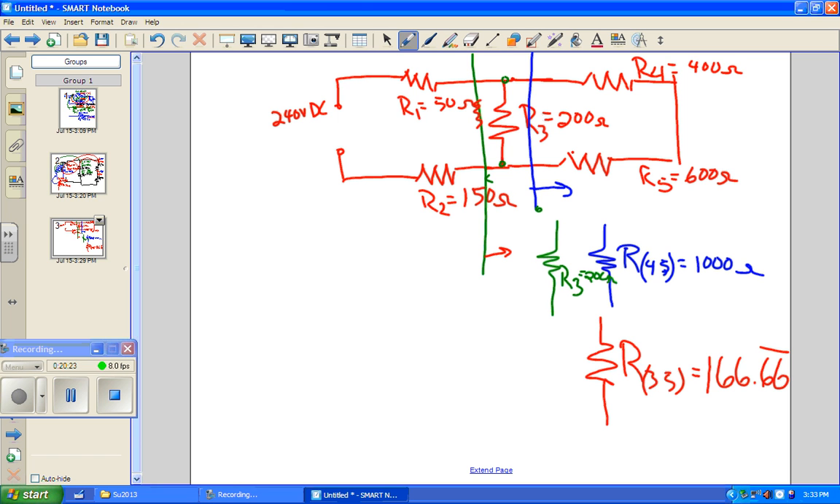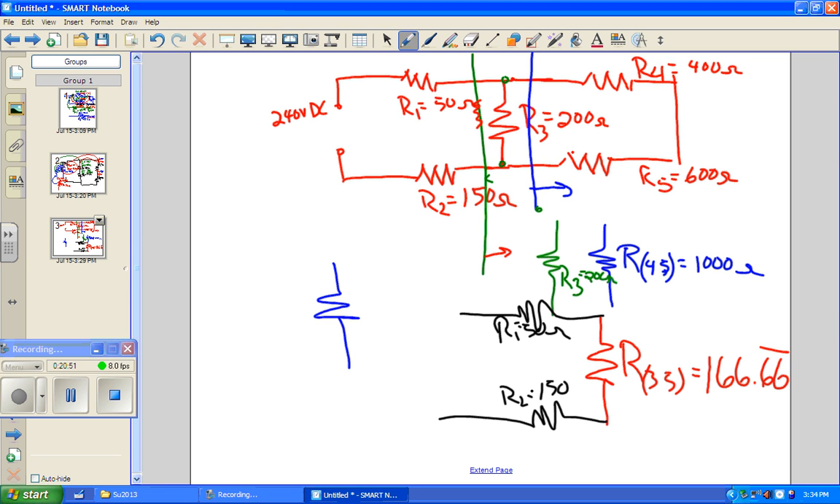And what do we have coming to that? Two series resistors that are coming and going back. And so we're just going to look at that. R1 is 50 ohms, and R2 is 150 ohms, and R3 through 5 is 166. So we're going to make our final simplification, and the total resistance is 366.66 ohms.